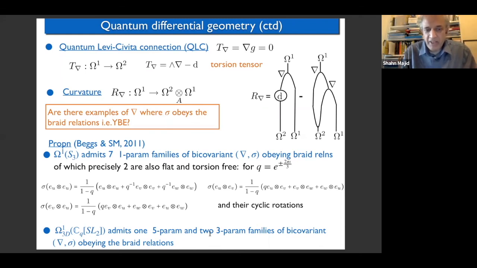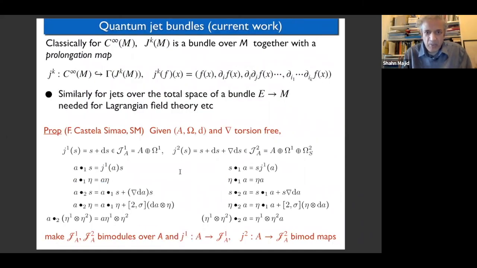Now, what we didn't have an answer to back in the day was, why would you care? Why would you want sigma to obey the braid relations? And so that's what I'm going to end with, this work I'm just writing up now with my student, Francisco Castella Simão.